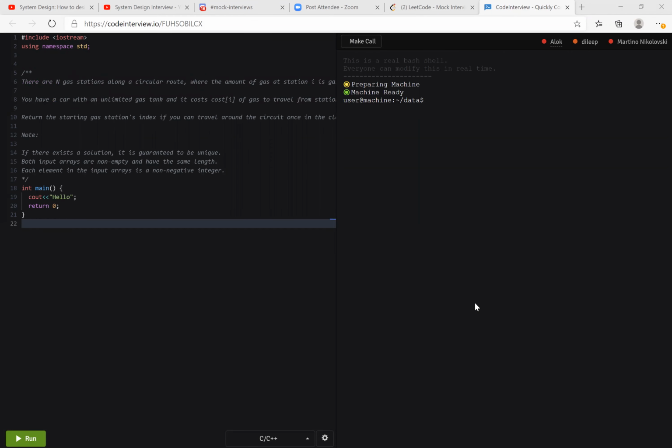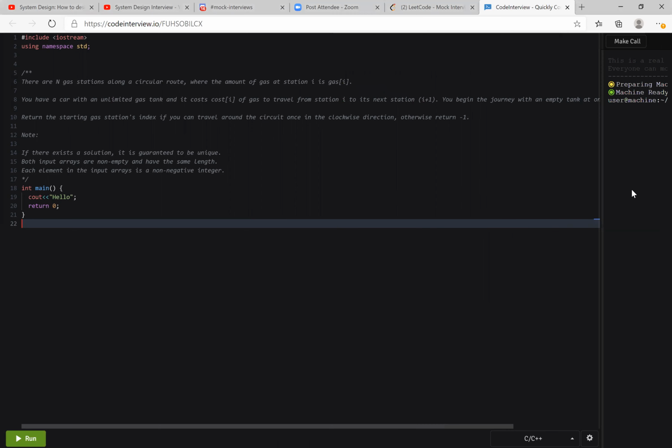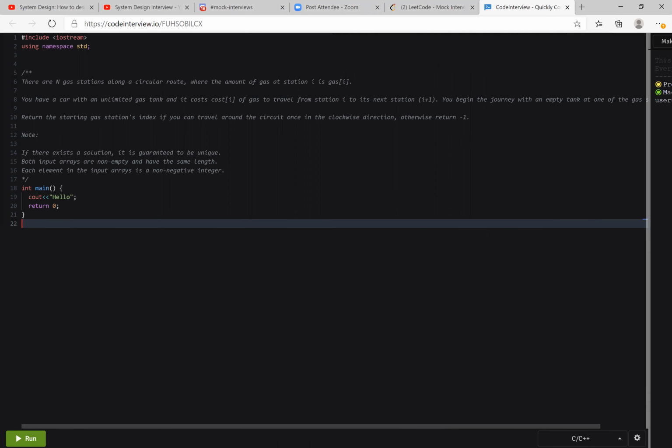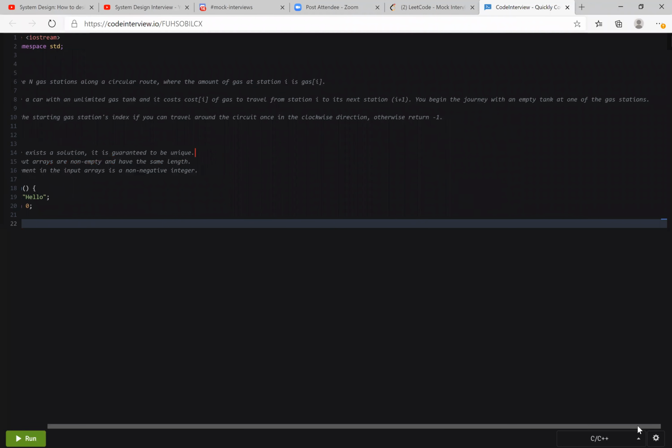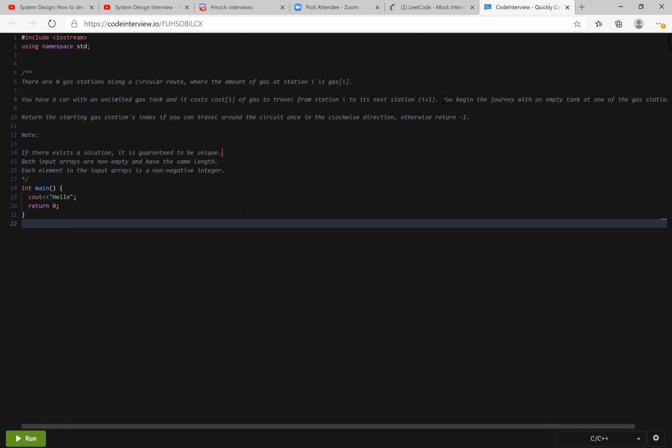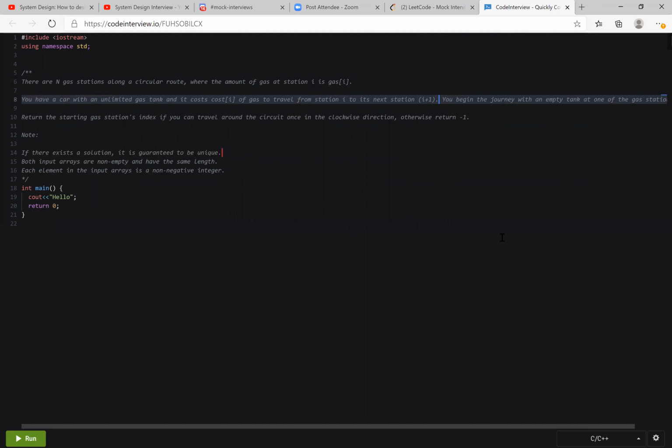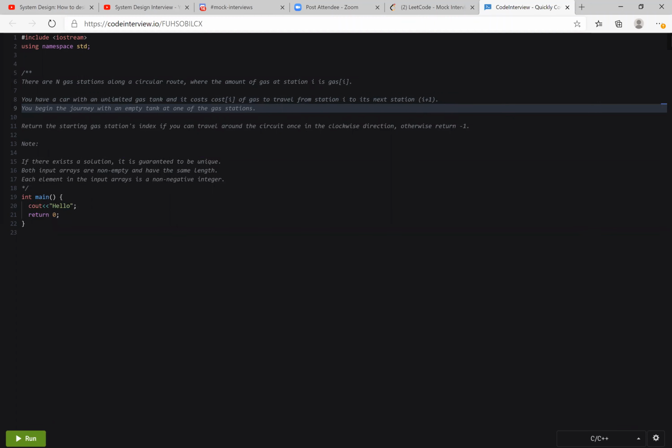Okay. So there are n gas stations along a circular route, where the amount of gas at station i is gas[i], which is an array. You have a car with an unlimited gas tank, and it costs cost[i] of gas to travel from station i to its next station, i plus one. You begin the journey with an empty tank at one of the gas stations. Return the starting gas station's index if you can travel around the circuit once in the clockwise direction. Otherwise, return minus one. Note, if there is an existing solution, it is guaranteed to be unique. Both input arrays are non-empty and have the same length, and each element in the input array is a non-negative integer.